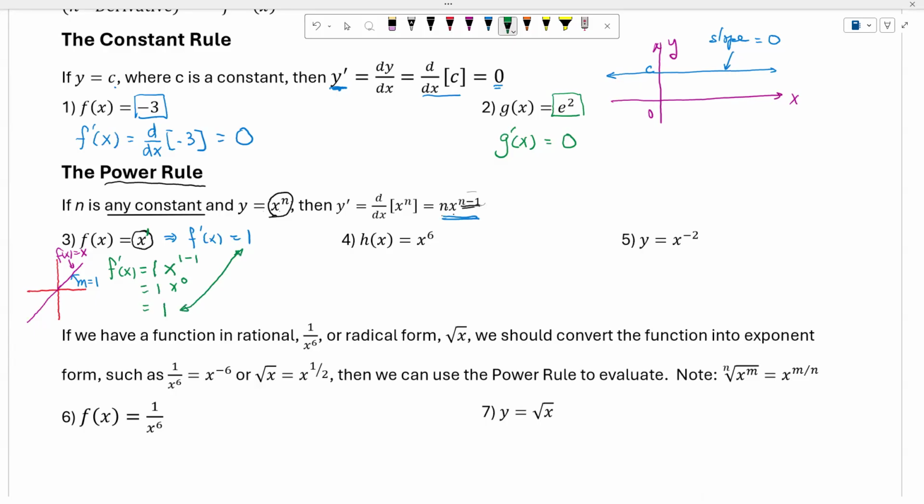We got the same result, right? Okay, then now, how about if I have x to the power of 6? When I find the derivative of h, we bring the power down, and then we will have x, and then we subtract 1 from the power. Then my answer will be 6x to the power of 5.